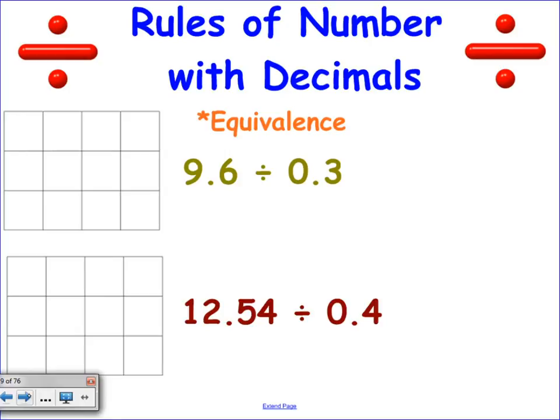So what I'm saying is the thing doing the dividing, which is the denominator as far as a fraction is concerned, you want to make that into a whole number. To make that into a whole number, we move the decimal point 1 place to the right, and it becomes 3. If you move that decimal point 1 place to the right, you have to move this one 1 place to the right to keep it equivalent. So as far as mathematics is concerned, 9.6 divided by 0.3 is exactly the same problem as 96 divided by 3. Does that make sense?